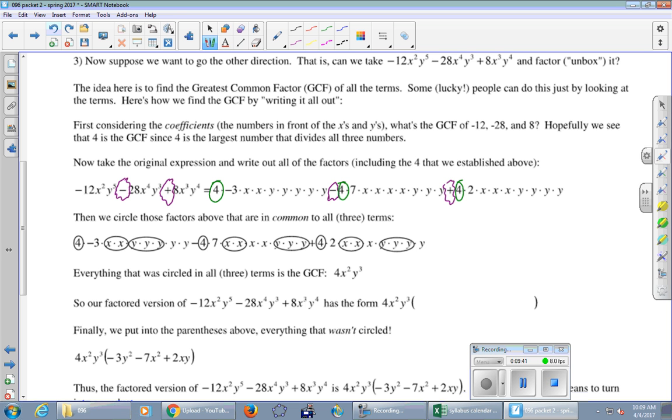And now we're going to circle some x's. The first term has how many x's? 2. Second term has how many? 4. And the last one has 3. You want to grab as many as you can, but you can only grab what's there. So how many can you grab that they all have, like at bare minimum? They all have 2.